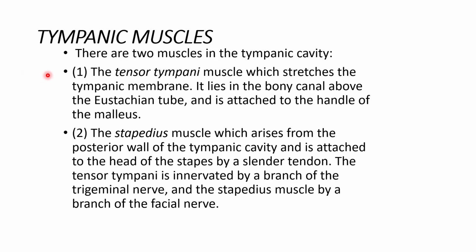So after the ossicles, just coming on to the tympanic muscles, and that must be surprising for you because you might be thinking, are there any muscles inside the ear? Yes, there are two muscles inside the tympanic cavity. Actually, tympanic cavity is the word used for the middle ear cavity. So tympanum is the middle ear, and tympanic cavity means cavity of the middle ear. There is one muscle named the tensor tympani muscle, another named the stapedius muscle. As the name suggests, the tensor tympani muscle stretches the tympanic membrane, meaning it tenses the tympanum.